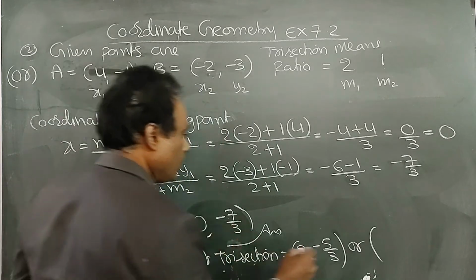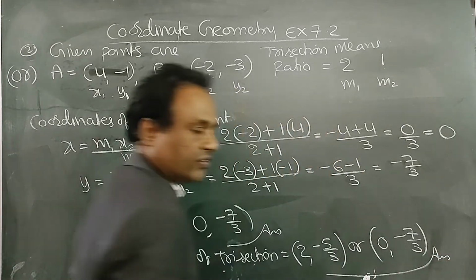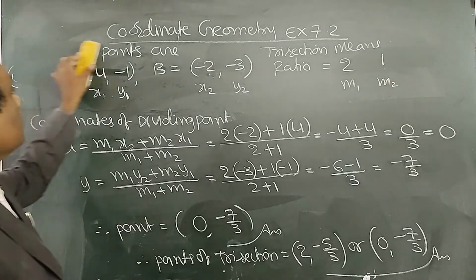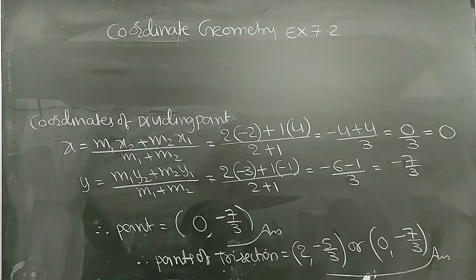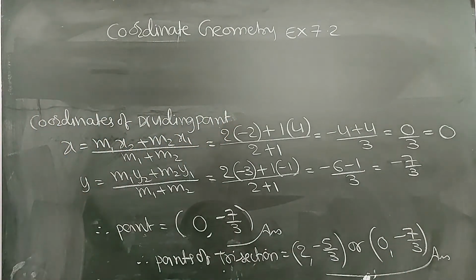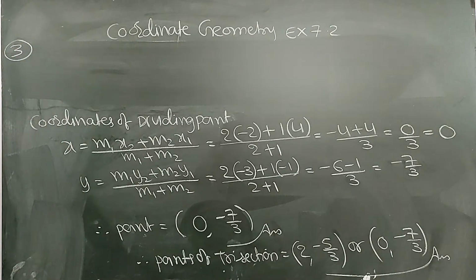Now we got the second point like this. Copy it. So trisection is 1:2 or 2:1. Both cases we have to find. We will get two answers. Important problem. Third one.